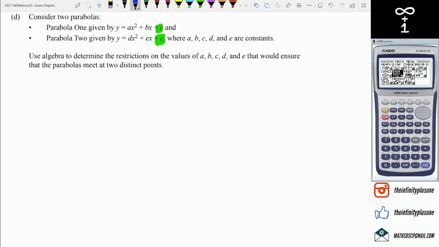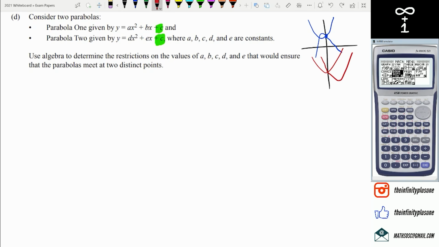If you have parabola 1 like this, let's just draw a quick axis just to show you guys some of the things that could potentially happen. So we could have parabola 1 like this, or we could have parabola 2 like this, but they both have the same C value because they're going to always meet at the y-axis. So you could have like that, or well, that's a terrible one.